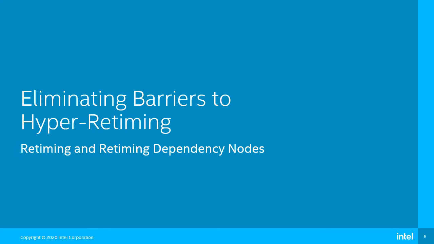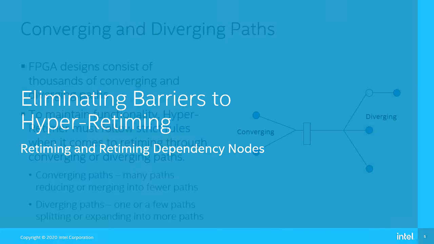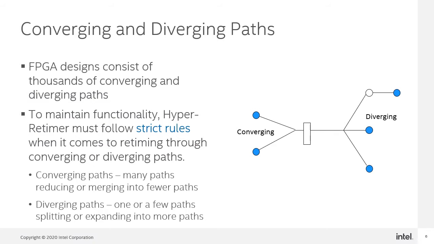So first, let's start with a look at retiming and retiming dependency nodes. Looking at most FPGA designs today, we see literally thousands of converging and diverging paths. These are paths where multiple branches reduce or merge into a single path or a few paths, or where a single or few paths split into multiple branches. In order to ensure correct functionality is maintained, the Hyper-Retimer must follow strict rules when it comes to retiming through these converging and diverging points.